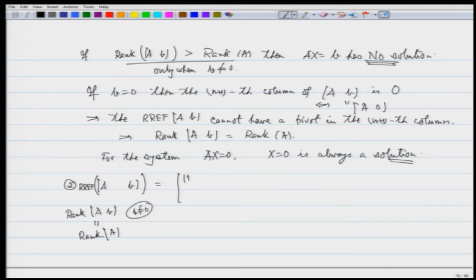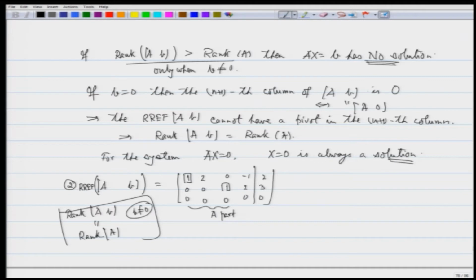Let me write this. Suppose I have got this. 1 is a pivot, so I have got 0 here, 0 here. There is another pivot, so I have got 0 here, 1 here, 0 here, and I have got 2 here, 0 here, minus 1, 2, 0, 0. This is my A part, and the B part is 2, 3, 0. So you can see that the rank condition is satisfied. This is the A part. Here there are 2 pivots, and there is no pivot in the 5th column.